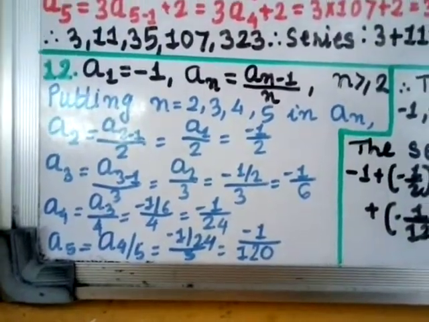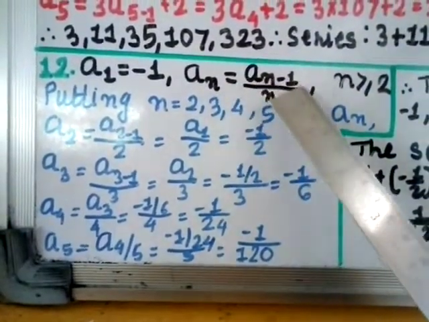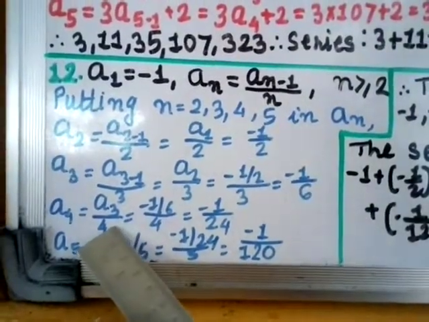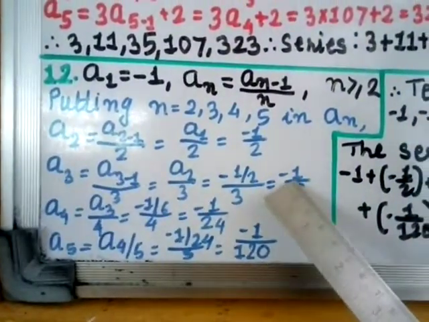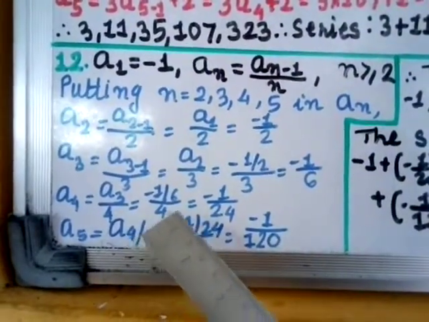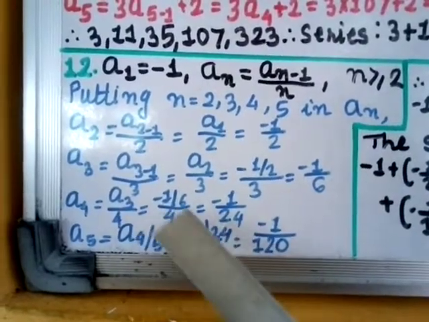Now put n equal to 4. So here you put 4, a4 equal to a(4 minus 1), that will give you a3 by 4. Okay, and so here also 4 in the denominator, equal to a3 value is this one, minus 1 by 6. So I place here and divide by 4. 6 will come in the denominator and multiply with 4. So we get equal to minus 1 by 24. 6 into 4 is 24.